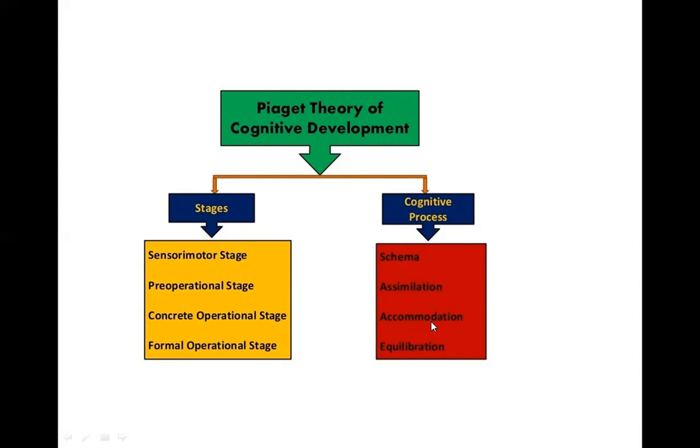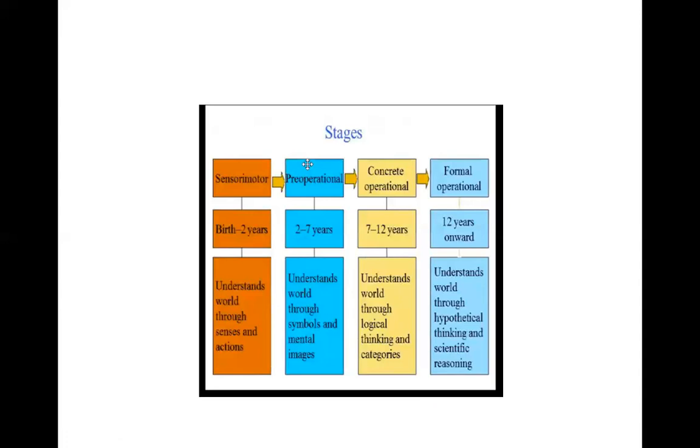Now we will go through this flow chart in detail. Actually, all the philosophy of Piaget's theory depends on these eight words: four stages and four cognitive process words. The stages are four: sensory motor 0 to 2 years, pre-operational 2 to 7 years, concrete operational 7 to 12, and formal operational 12 years onwards. We will discuss later on.